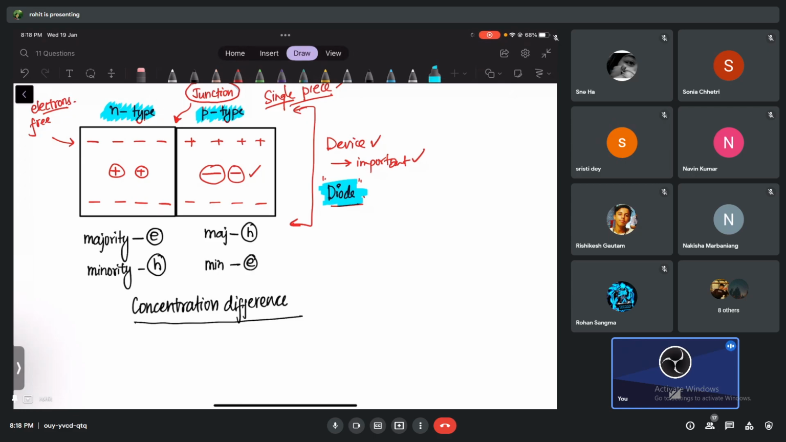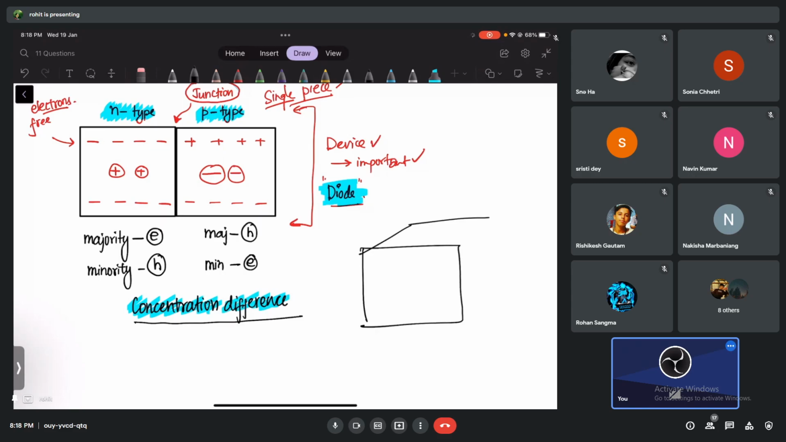If I look at the left hand side, I see a lot of negative charges, but on the right hand side, the p-type material, I see a lot of positive charges. This is called concentration difference. I can just show you another example, and then I think it will be clear.